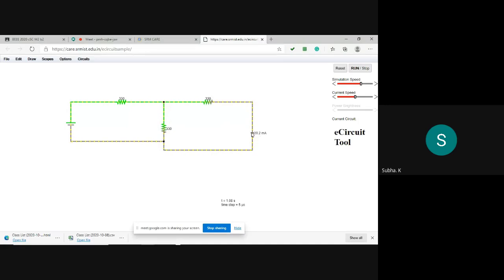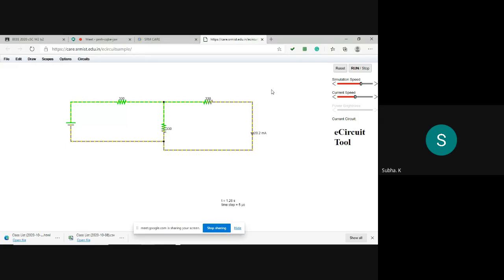Now what is my short circuit current that is indicated by the meter? 20.2 milliampere. Okay, if you are doing the calculation manually, you have to get the same value for 20 volt RPS. 20.2 milliampere. That value you have to again copy and paste.